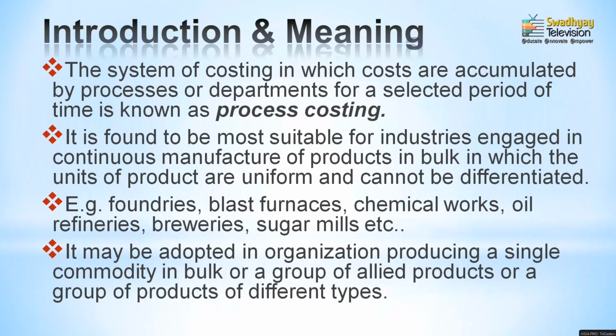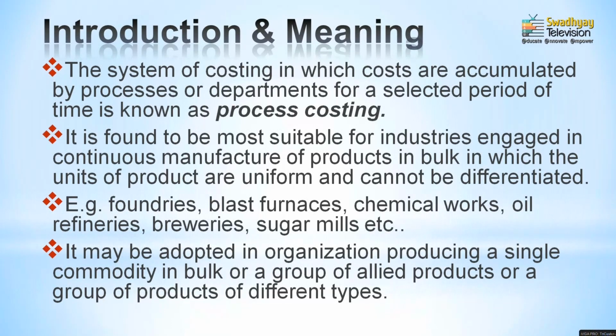That means that if they have a uniform method for manufacturing products, which is not differentiated in their manufacturing, then they are supposed to use this particular method, like foundries, blast furnaces, chemical companies, oil refineries, different types of beverages, sugar mills, textile industries. These are the industries or manufacturing companies that may use this method, and it will be useful for them to identify different types of cost structures.